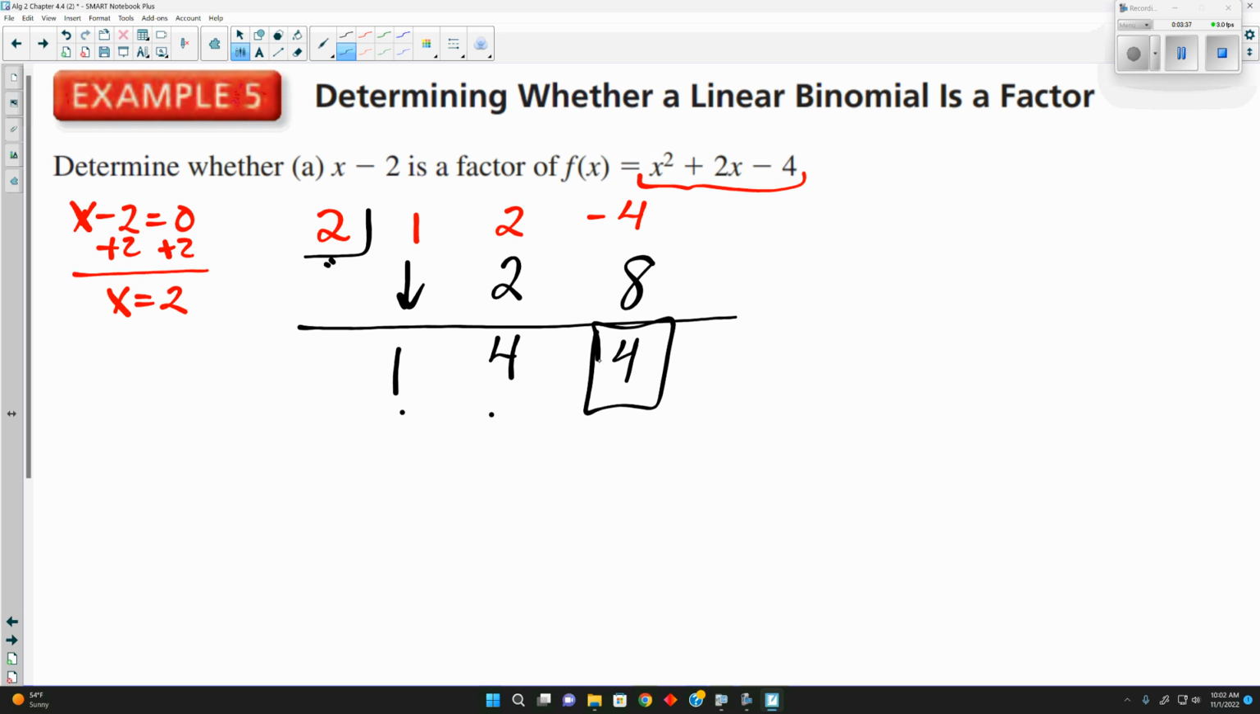So is x minus 2 a factor? No. Because for it to be a factor, the remainder had to be what? 0. Is it the remainder of 0? Then it is a factor. If it's not 0, then it's not a factor. Questions on this here?